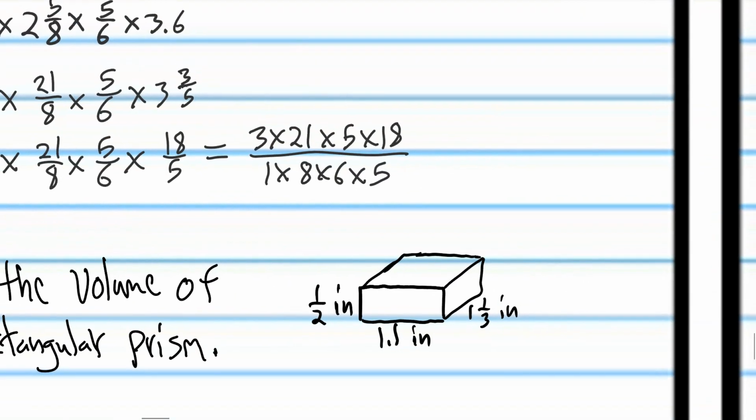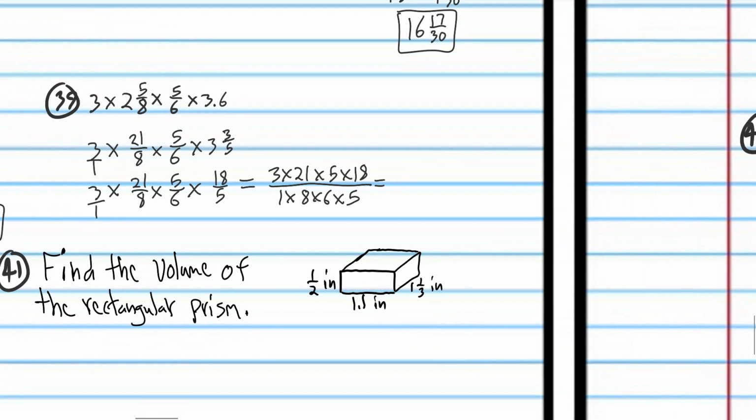All right, so now we're just going to continue to factor. 21 is 3 times 7, and 18 is 9 times 2, and 9 factors to 3 times 3. And the bottom, 8 factors to 2 times 2 times 2, that's three 2s, and 6 factors to 2 times 3.